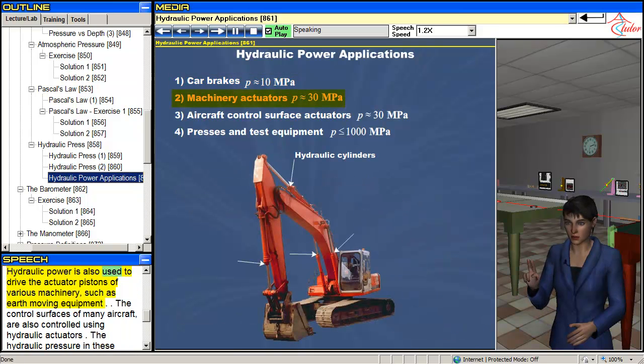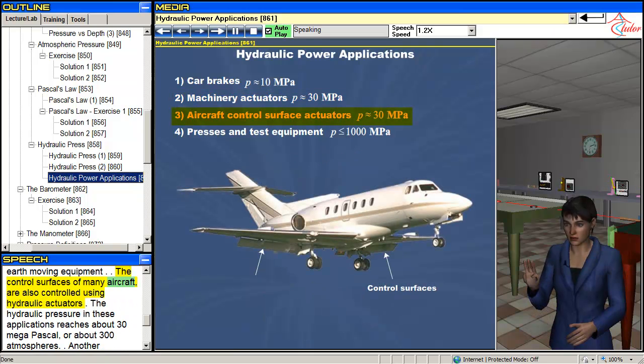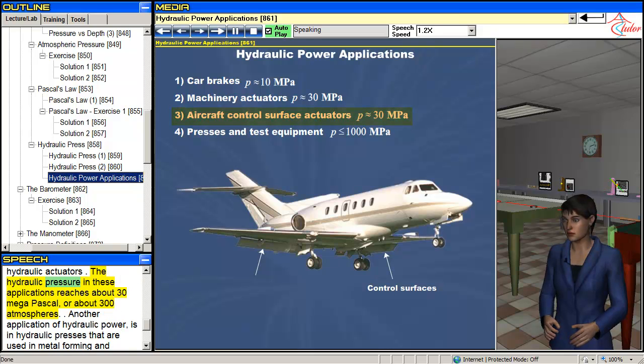Hydraulic power is also used to drive the actuator pistons of various machinery, such as earth-moving equipment. The control surfaces of many aircraft are also controlled using hydraulic actuators. The hydraulic pressure in these applications reaches about 30 megapascal, or about 300 atmospheres.